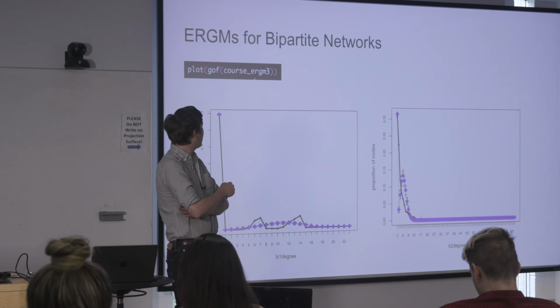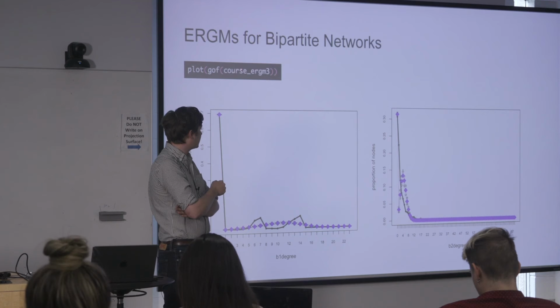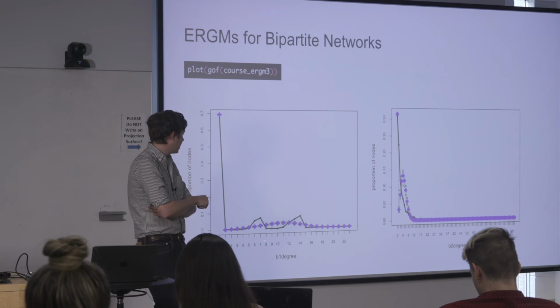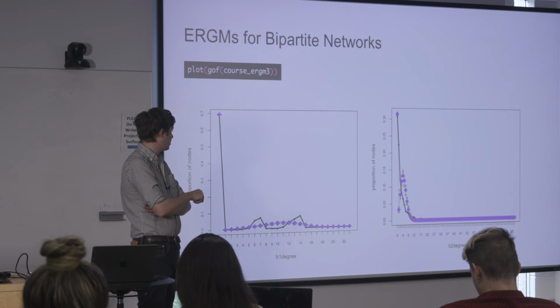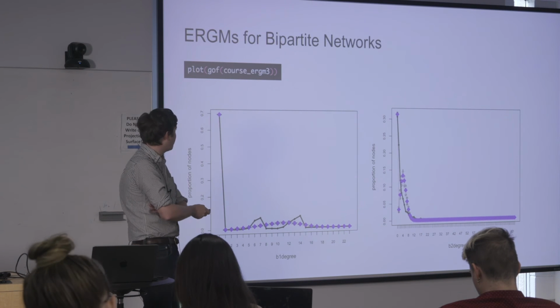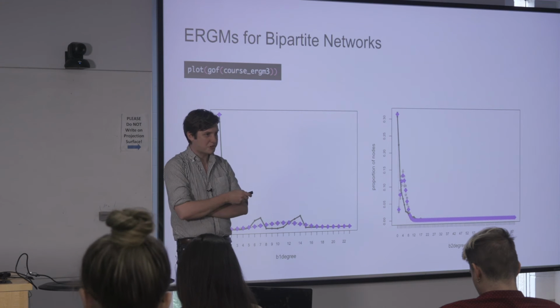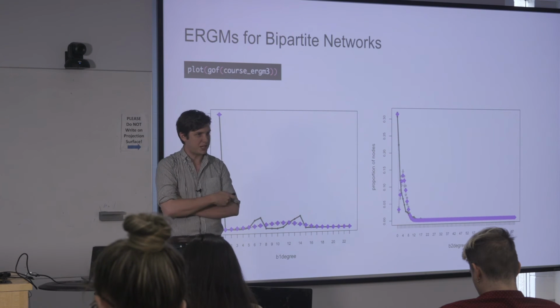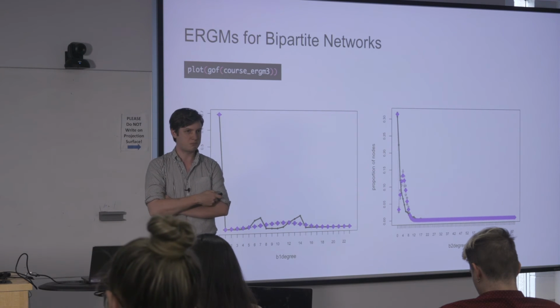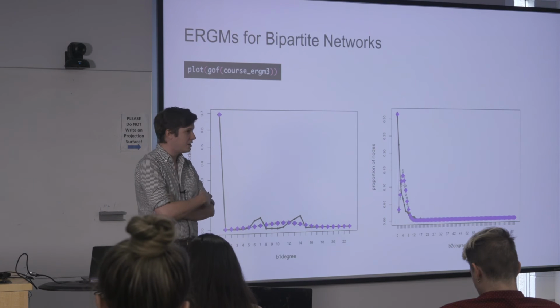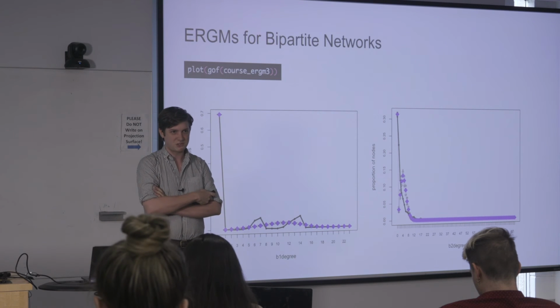But one thing to bear in mind, when you do plot your goodness of fit, when you're looking at your degree term, you have separate plots for your degree of nodes in one mode and nodes in the second mode. That's all I have for bipartite networks, because I do think the implementation of it, once you get the hang of ERGMs, is pretty straightforward. But if anyone has any questions, we can leave it at that.